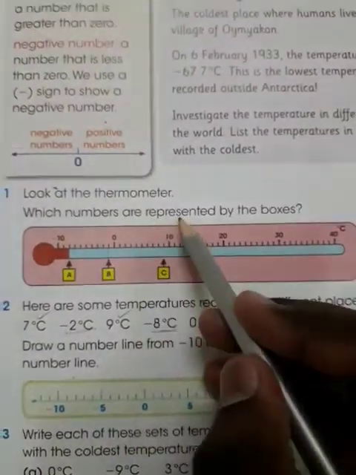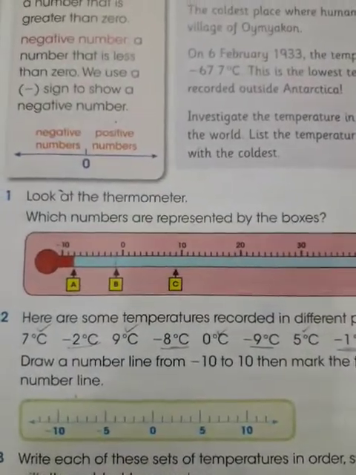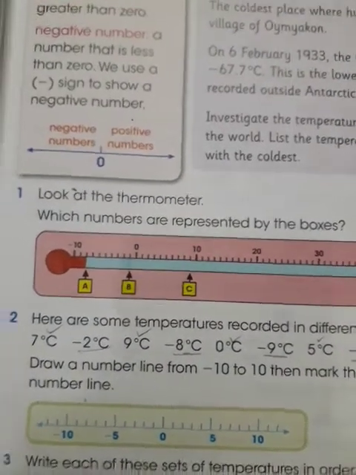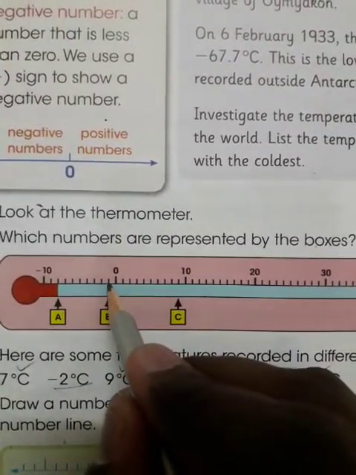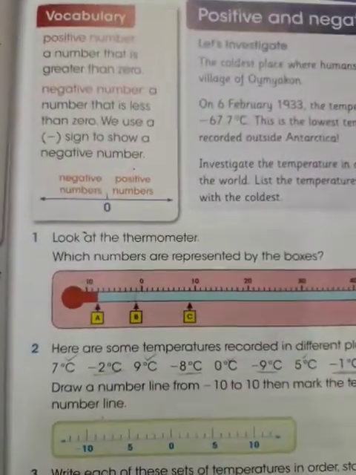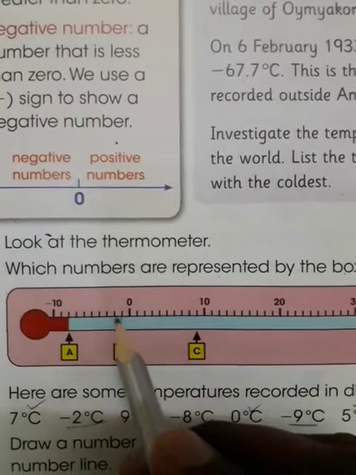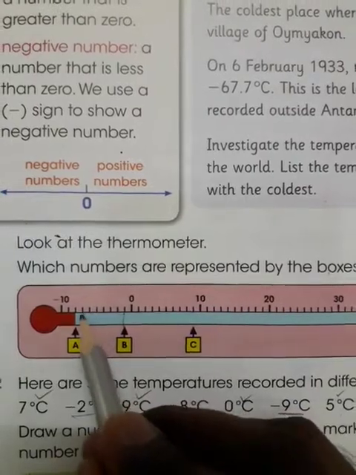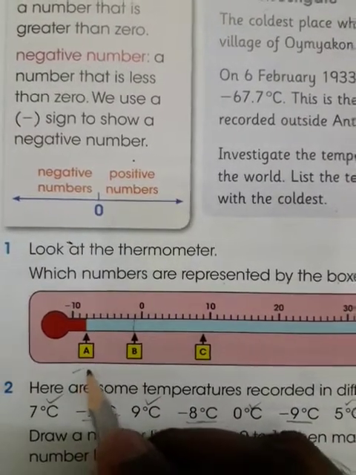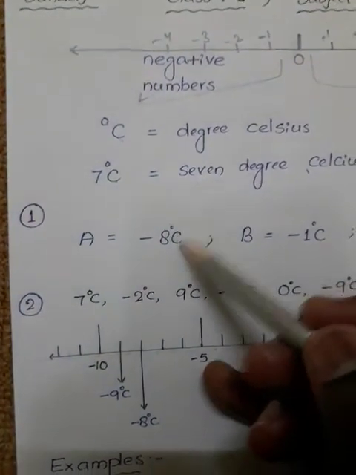Okay, now look at question number A. Look at the temperature. Which numbers are represented by the boxes? Now if you look at here, this is 0. So before 0 is what? This is -1, because before 0 always negative values and right side is always positive values. So this is -1, -2, -3, -4, -5, -6, -7, -8. So what is the value of A? -8 degrees Celsius. I wrote here -8 degrees Celsius.